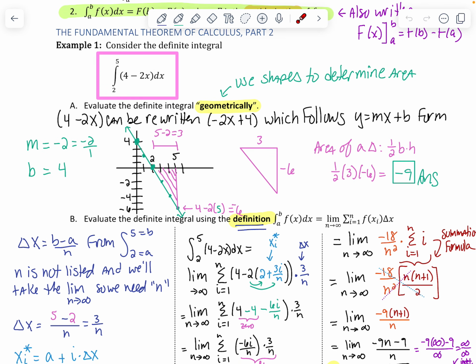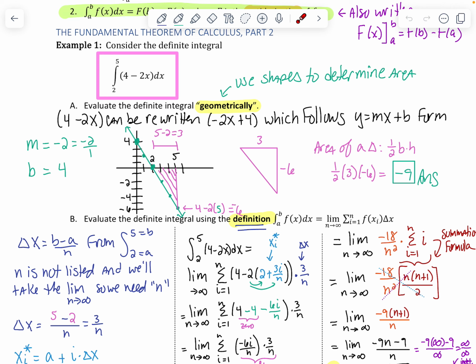So to evaluate it geometrically, I take the function 4 minus 2x, and I really prefer to rewrite it where the 2x stays negative and the 4 stays positive, but by writing it in descending order of exponents, it follows the y equals mx plus b equation of a line format, where m is the coefficient of the variable, and if you think of slope as rise over run, we have negative 2 over 1. b is the y-intercept, and so we have a y-intercept of 4. And then I'm going to go down 2 over 1, down 2 over 1, and I can just keep repeating this.